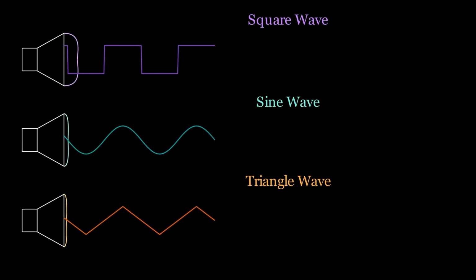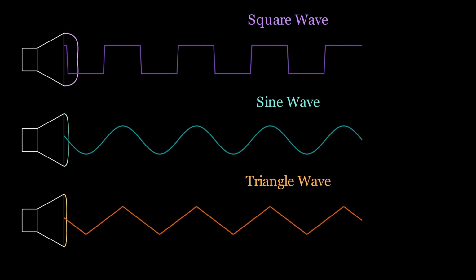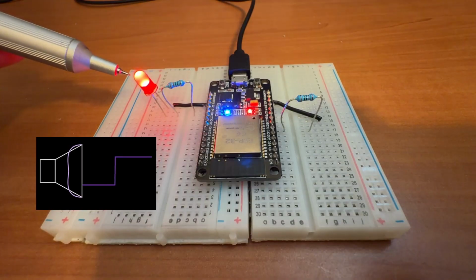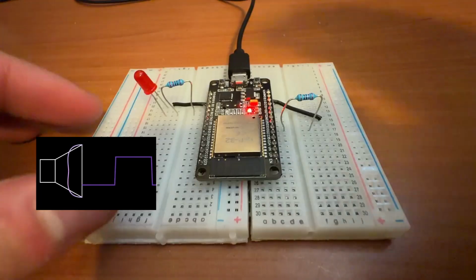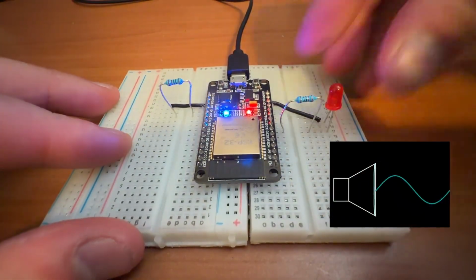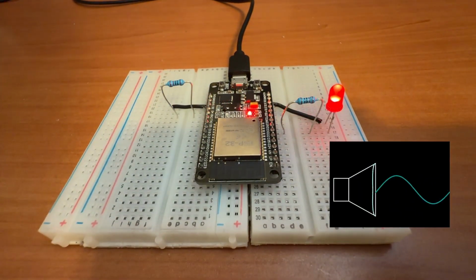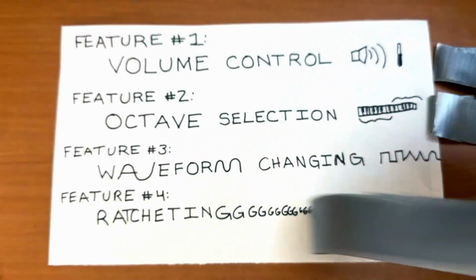Now, I want to be able to make all 3 of these waveforms, square, sine, and triangle. And thanks to my ESP32's DAC, I can totally do that. Now, most pins on the ESP32 are pretty simple. It's like a light switch, on or off, voltage or no voltage. But there's one pin that's like a dimmer switch. It can ramp in between voltages. And if I take advantage of this, I should be able to make any waveform I want coming out of the buzzer. And finally, feature number 4, ratcheting.